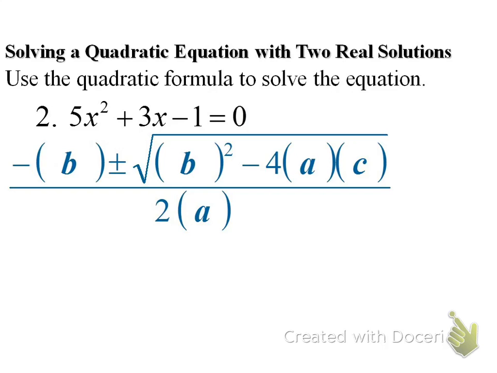What are all the b's going to turn into? 3. What are all the c's going to turn into? Negative 1. What are all the a's going to turn into? 5. So I'm just going to go through and rewrite it. So I'll have -3 plus or minus the square root of 3 squared minus 4 times 5 times -1 all over 2 times 5.